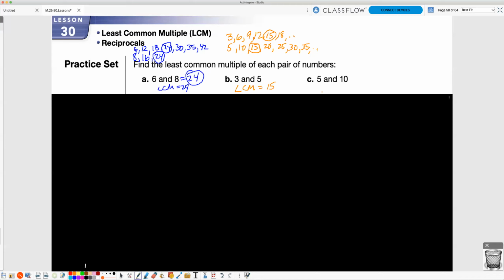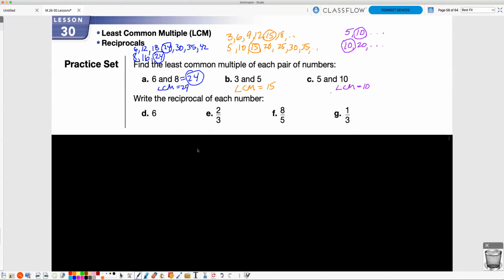And letter C, go ahead and answer the least common multiple of 5 and 10. The multiples of 5 would be 5, 10. I'm not going to go any further. Multiples of 10 would be 10, 20. I don't really have to go any further because I recognize something right away: 10 and 10. So the least common multiple of 5 and 10 happens to be 10.